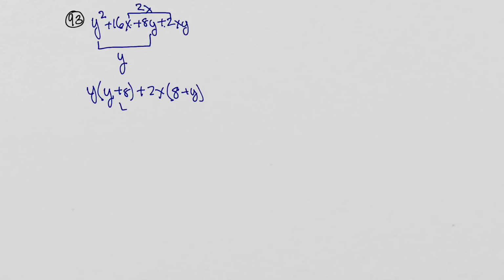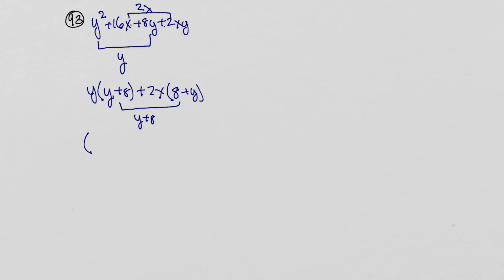All right, now look at these 2 terms right here. Y plus 8, 8 plus y. Those are the same, right? Because this is addition. Addition's commutative. You can change the order in an addition. So let's write this as y plus 8. I just like to write it where the variable appears first.